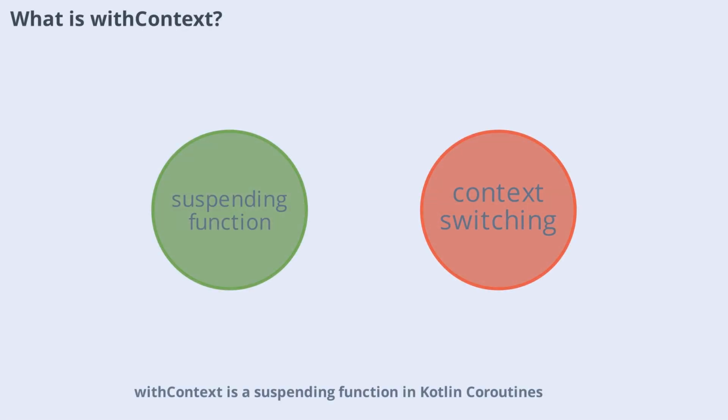withContext is a suspending function in Kotlin Coroutines that allows you to switch the coroutine's context, such as moving from the main thread to an I/O dispatcher. This function temporarily changes the execution context for a block of code and returns its result once finished. Unlike coroutine builders like launch or async, withContext doesn't create a new coroutine. It simply suspends the current one, runs the block in the specified context, and then resumes in the original context. This makes it an efficient tool for handling tasks like network requests or file operations without blocking threads.